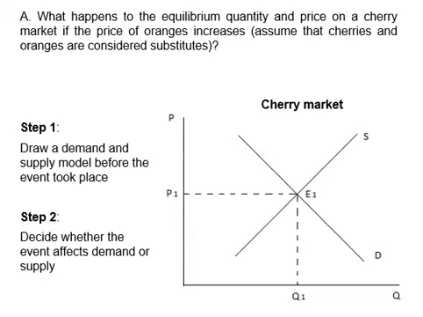Step 2. Decide whether the event affects demand or supply. Because oranges and cherries are assumed to be substitutes, when oranges become more expensive, people will switch to buying more cherries at any given price. More people are willing and able to buy cherries, meaning higher demand for cherries.